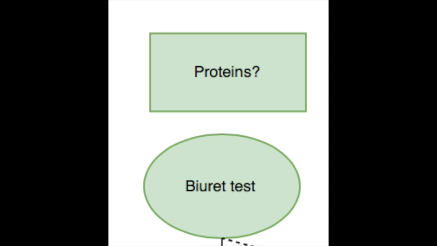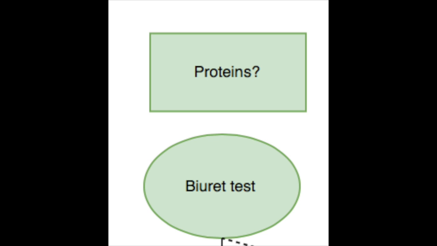To test for proteins, construct a biuret test. In this chemical test, take the sample and add an equal volume of a strong base. I would recommend the base to be sodium or potassium hydroxide. Then add a few drops of aqueous copper(II) sulfate.